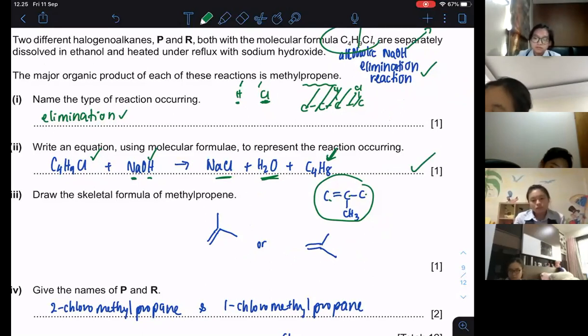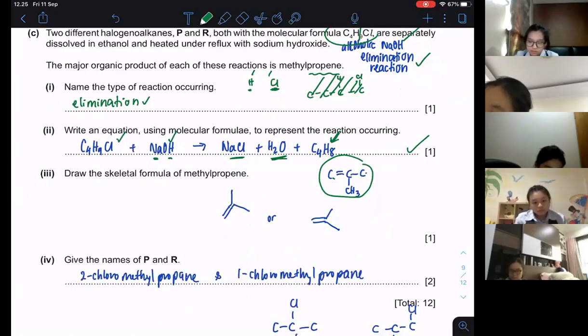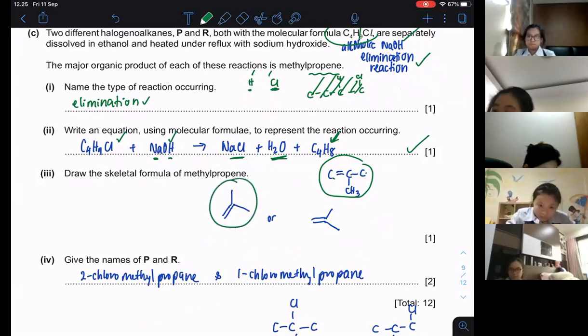Now, draw the skeletal formula of methyl propene. This one we learned today, in the previous lesson, the new thing to write. But here in the marking key, they wrote like this: carbon double bond C, carbon double bond C, and then there's C, C. So like this. This one was given in the marking key.